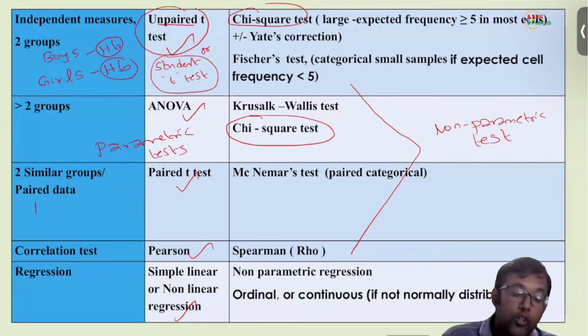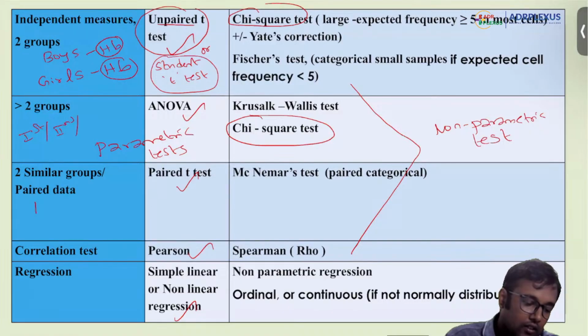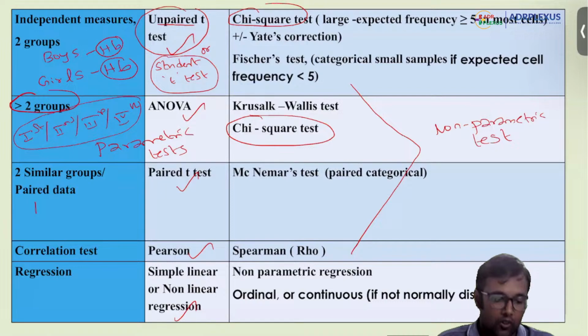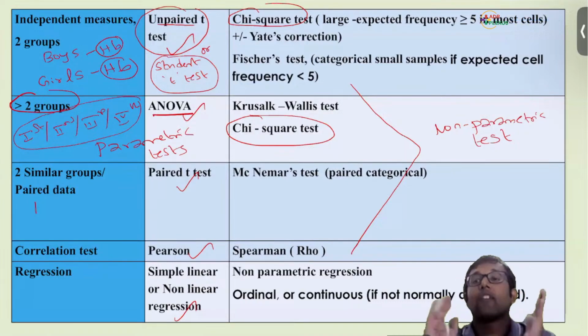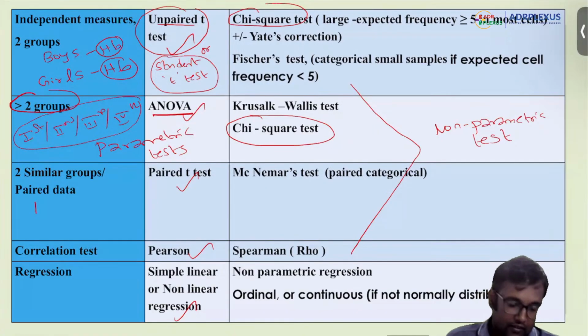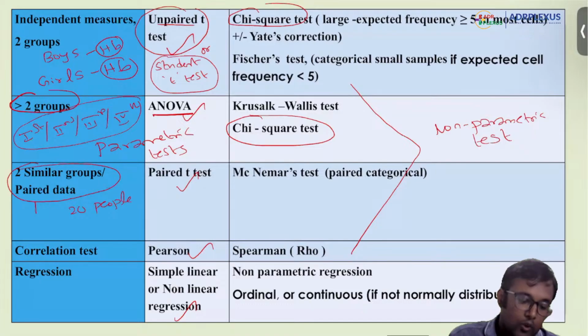Now, in case I have to compare more than two groups, like first year, second year, third year, and final year MBBS students, when I have to compare more than two groups, the parametric test used is called ANOVA, analysis of variance. ANOVA means analysis of variance. Now, in case the groups are similar, what are similar groups, you can tell. See, you are having 20 people in our class. Today is Tuesday, they are taking amlodipine. Then Wednesday, they are taking telmisartan.